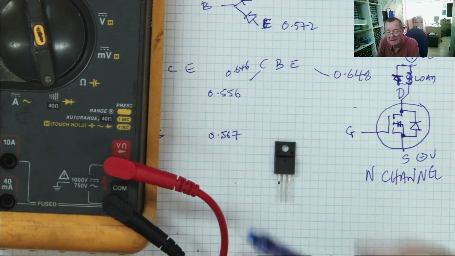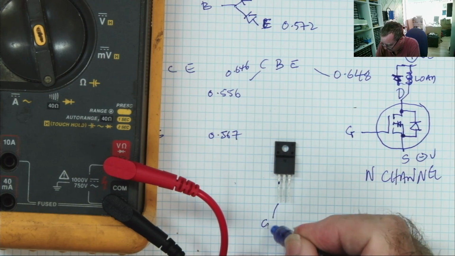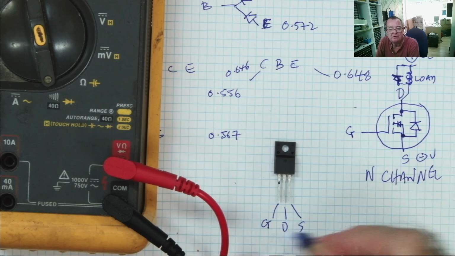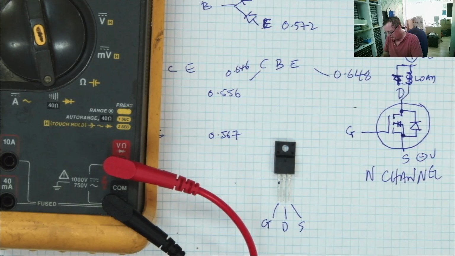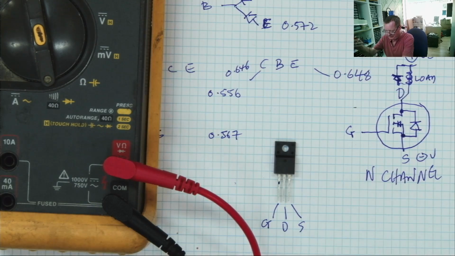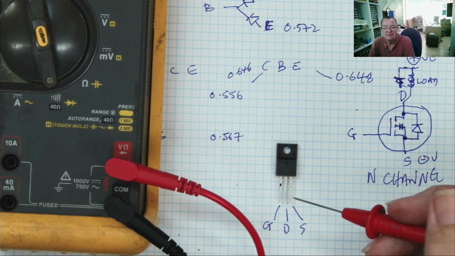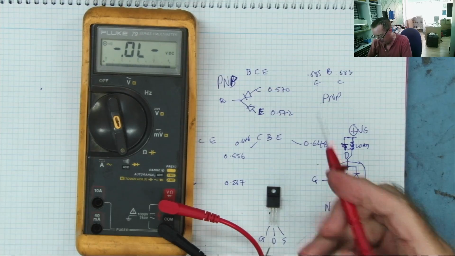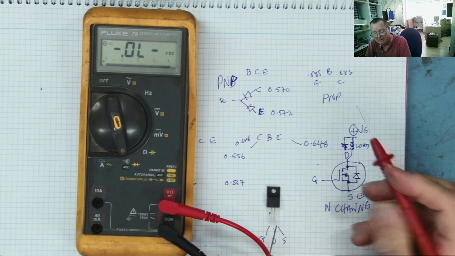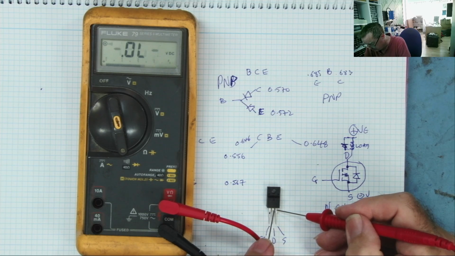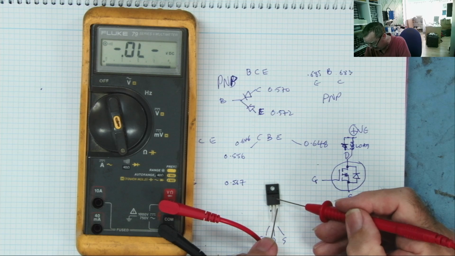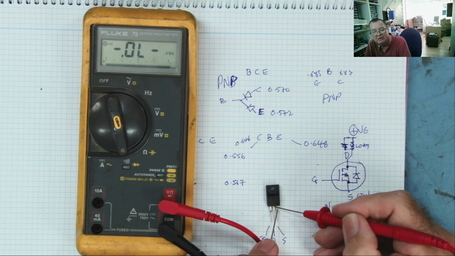Pin out is gate, drain, source, or it could be gate, source, drain, but the gate will almost always be this side. Let's see. If this is the source and this is the drain, and it's an N channel, from here to here we should see this diode junction. And we do see it, okay? From there to there, all the way we see nothing.